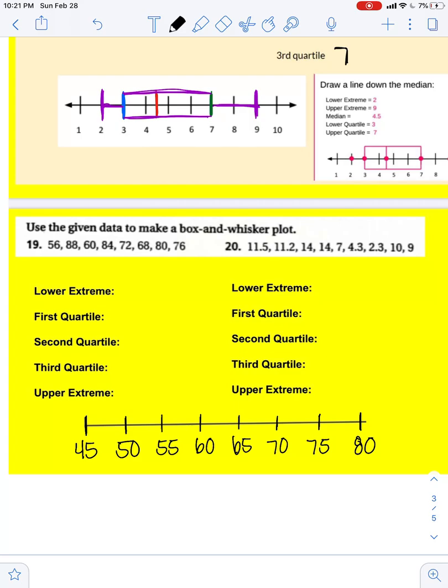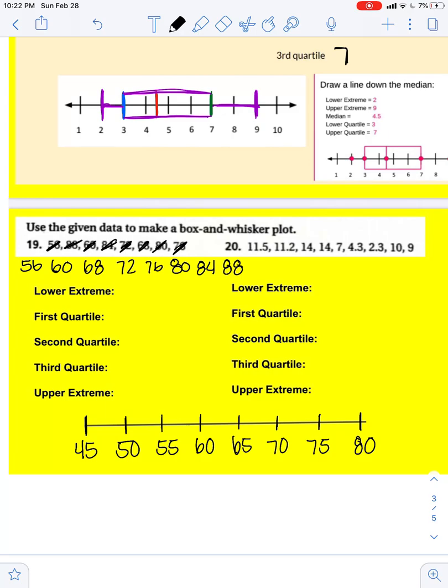So the first thing I have to do is order these from least to greatest. So that's going to be 56, 60, 68, 72, 76, 80, 84, and then 88.